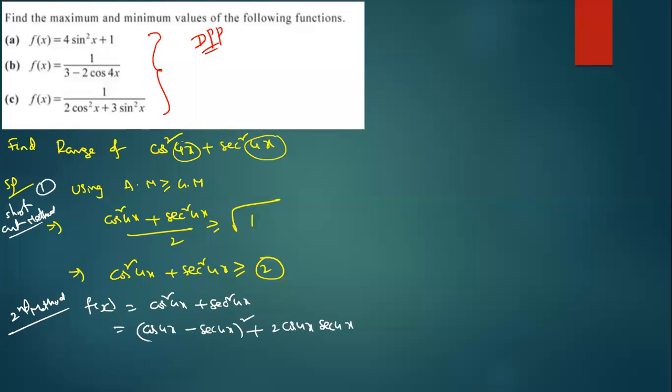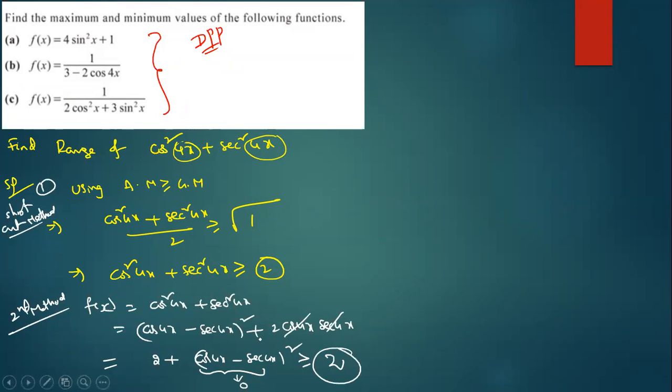Okay. But you should ask me one question here. Sir, why are you not writing a plus b whole square minus 2ab? Don't write like that. Every time a minus b whole square. Because when this one is 0, then this one is getting the minimum value. So both are cancelled. So 2 plus cos 4x minus secant 4x whole square. So minimum is how much? Always 2, because this value is converting to 0. So minimum is 2. That is the answer.